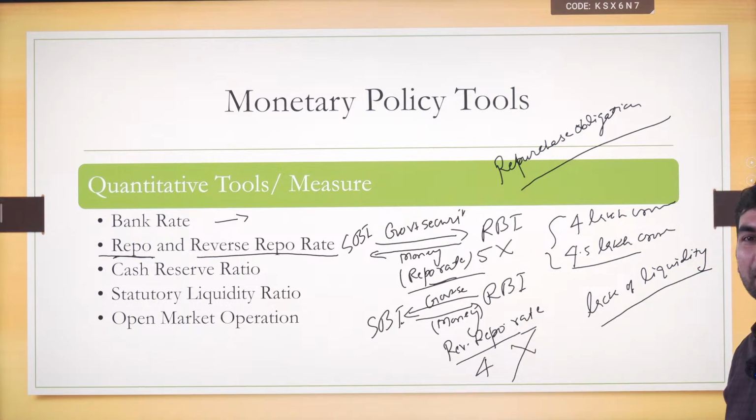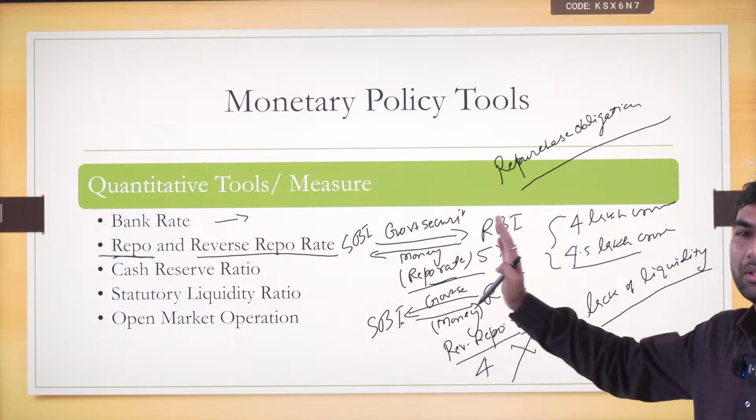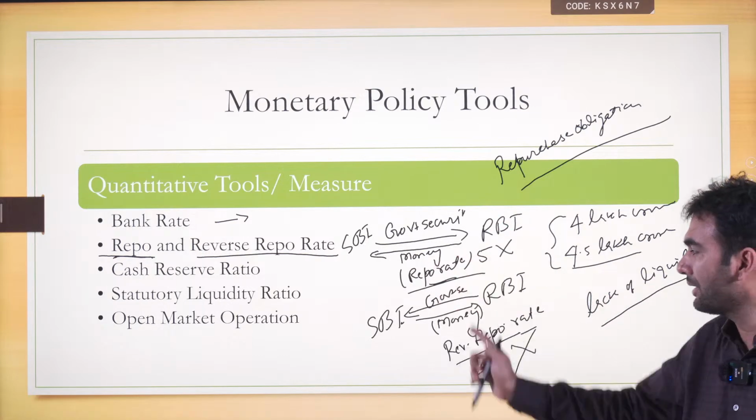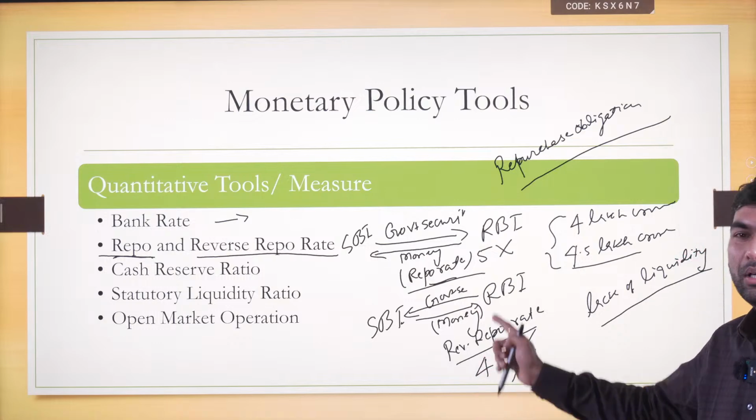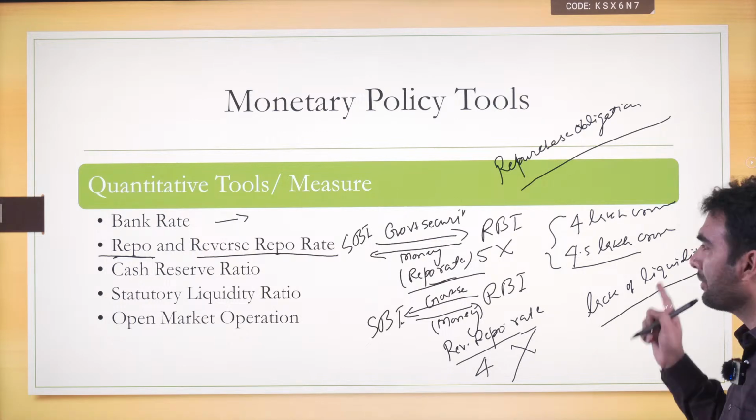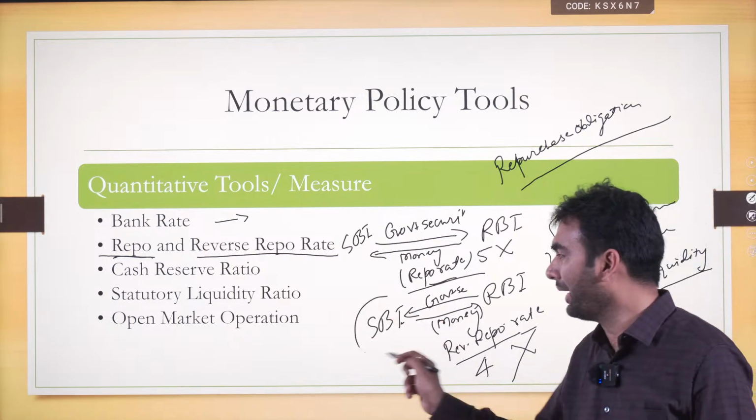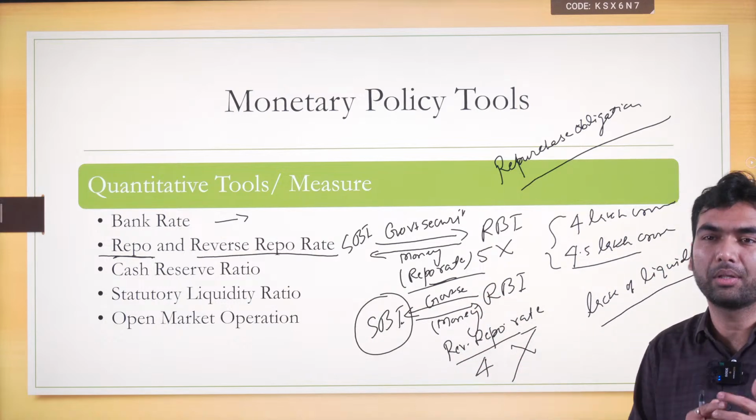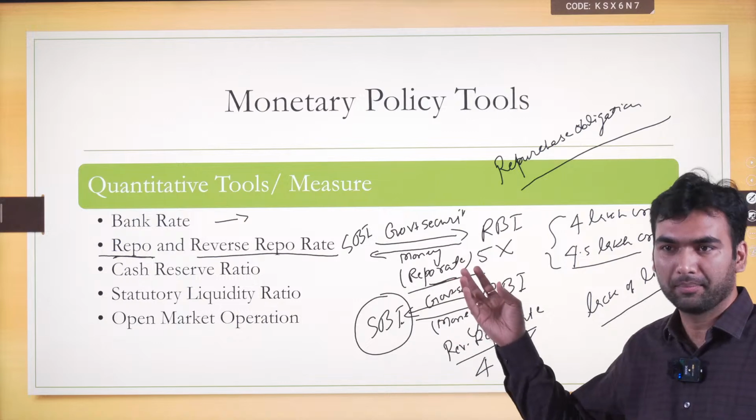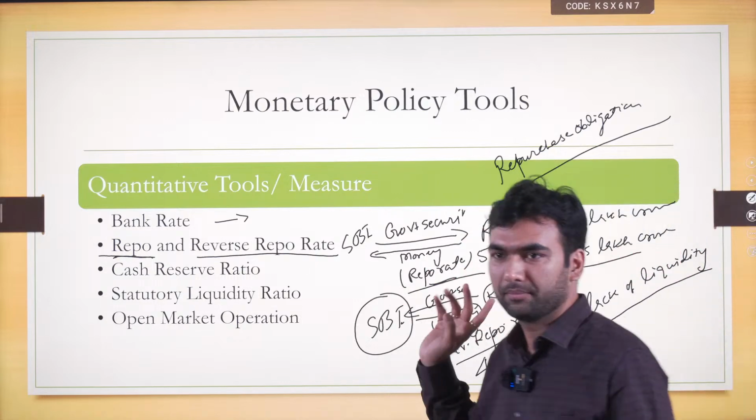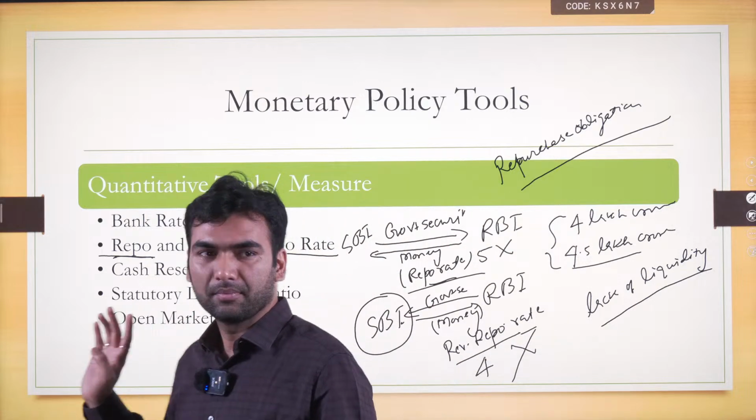RBI wants that only the excess liquidity you should park with me. Okay, so that's why it has a lower reverse repo rate and a higher repo rate. Only the excess liquidity. And one more thing, this operation is being done for the benefit of banks, at the initiative of banks. Since banks have excess liquidity or lack of liquidity, banks are going to RBI. So that's why this operation should be in the favor of RBI. Is it clear? That is making economic sense.